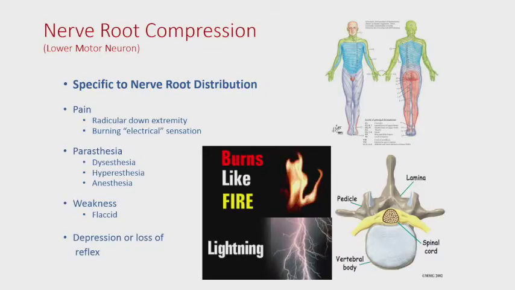If you compress a nerve root at any level in the spine, you get very focused symptoms specific to the nerve root distribution, right? They get shooting pain, numbness, tingling, burning, electrical sensation, dysesthesias, hyperesthesias, maybe anesthesia. If they get weakness, it's a lower motor neuron type of injury. They get a flaccid weakness. They get a depressed reflex, okay? Nerve root compression.